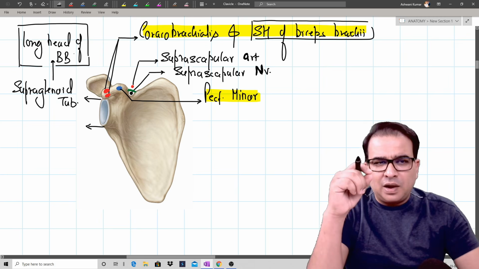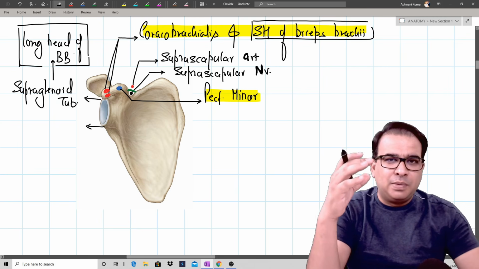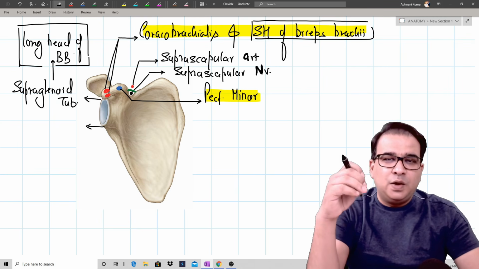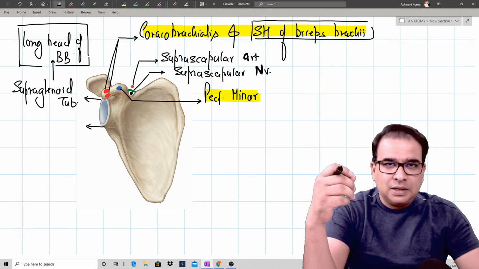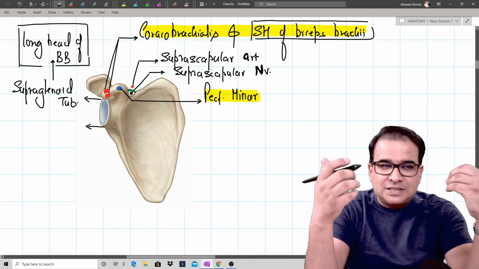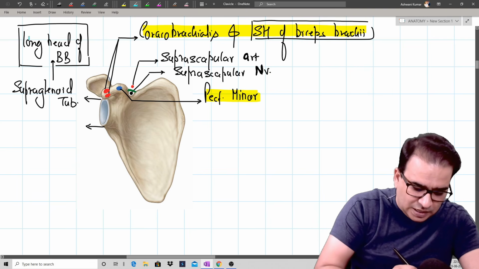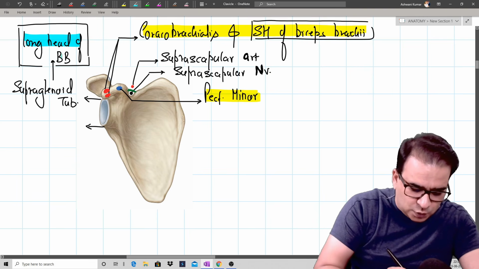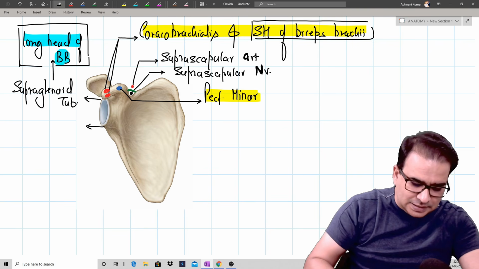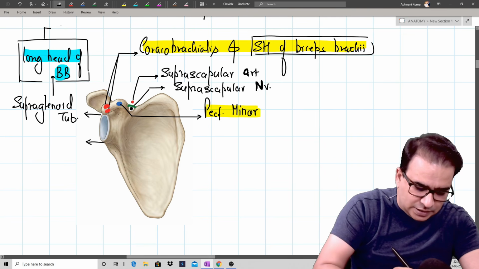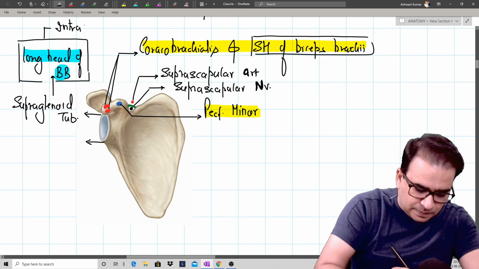And the fact that it comes from the supraglenoid tubercle also helps you remember which of these two heads would be intracapsular. It's very, very close to the glenoid cavity. It's the superior one, the one coming from the supraglenoid tubercle. The long head of biceps brachii, it's worth noting down, is intracapsular, guys. It is intracapsular.